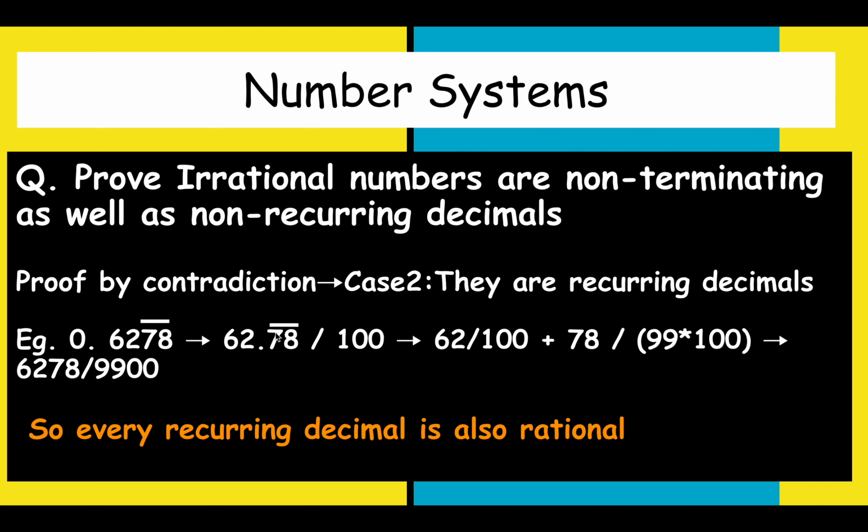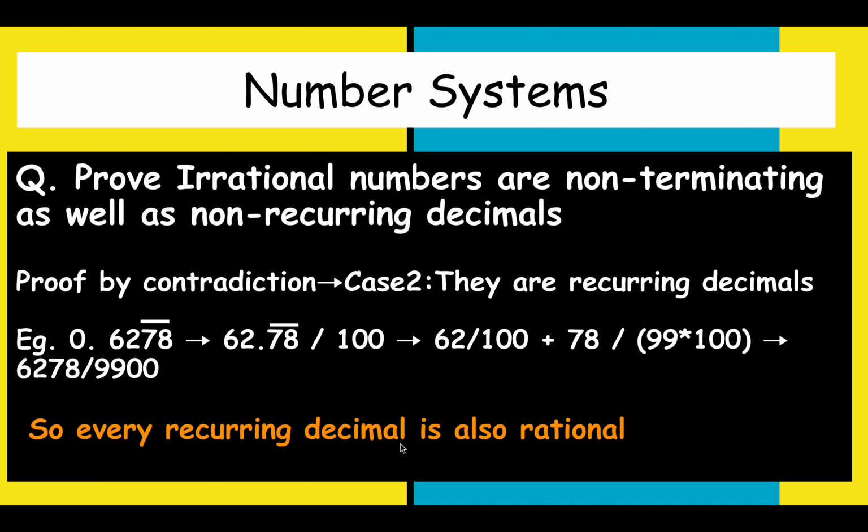And 0.78 bar, as we learned in the previous work, is just 78 by 99. So this can be written as 62 by 100 plus 78 by 99 into 100. This is a rational number. This is a rational number. Adding them would also result in a rational number. So a recurring decimal can also be written as a rational number.